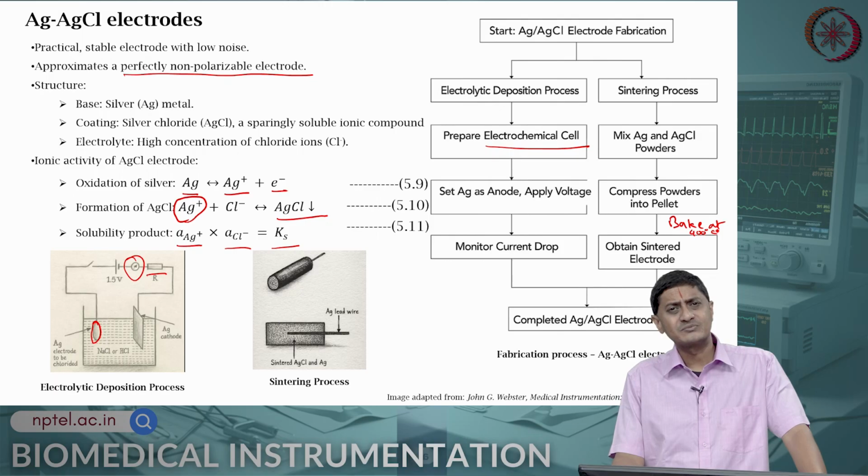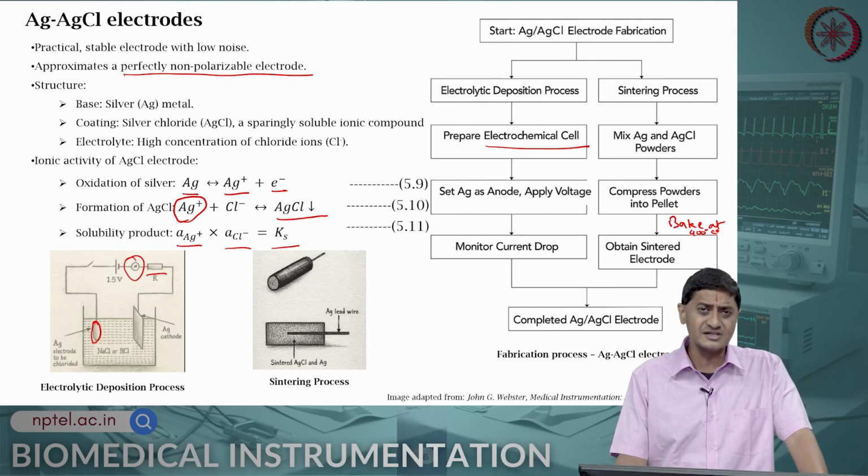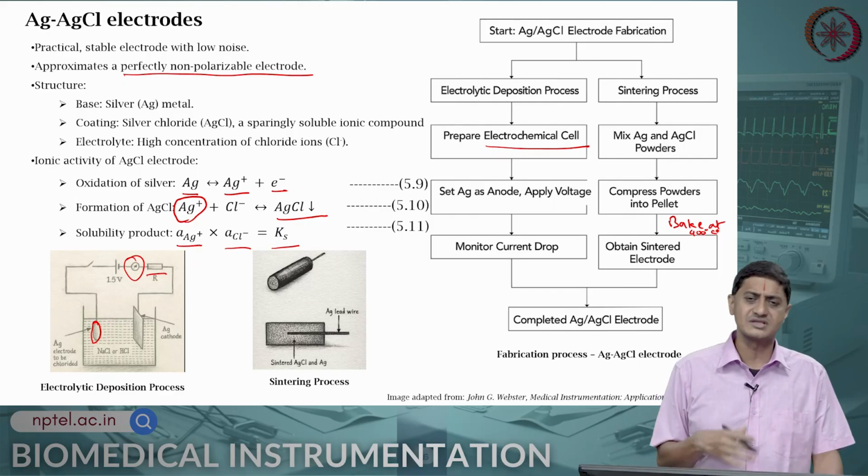Now, this scraping off of silver chloride from the electrode does not happen in the sintered electrodes, because these are relatively rugged electrodes that can be used repeatedly. For example, these are the electrodes that are typically used in the hospital setting over a long period of time, repeated use, nothing will happen.